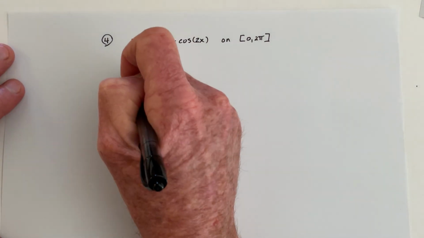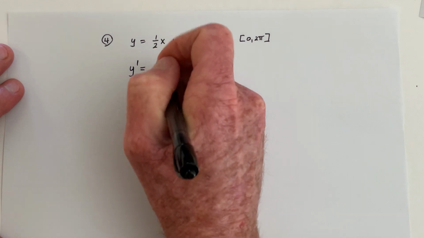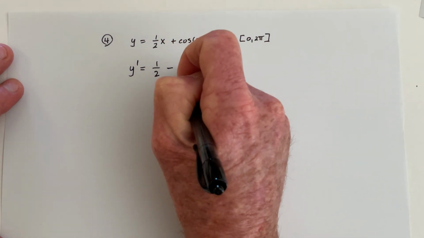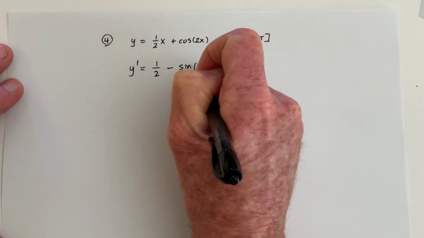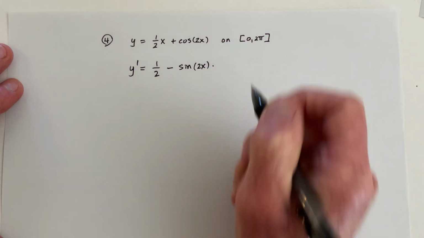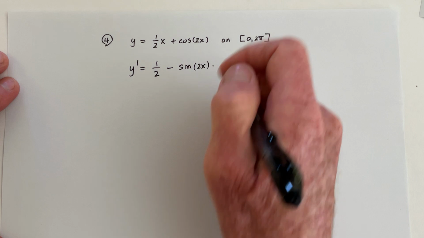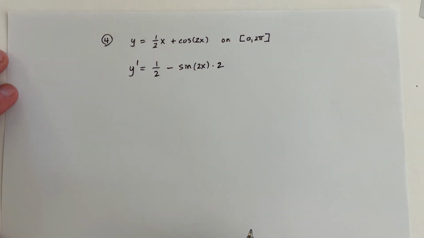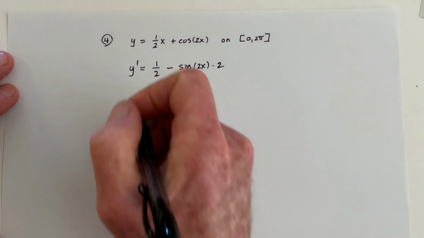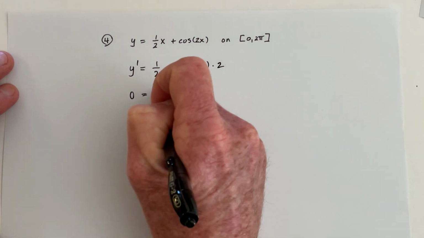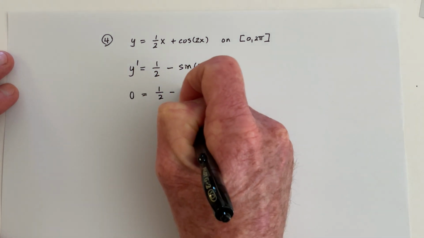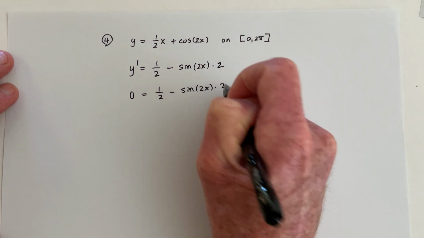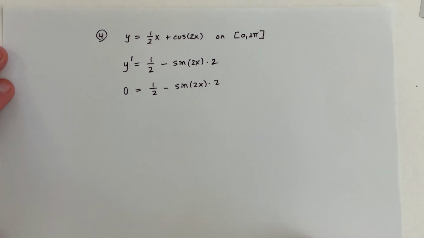First of all, the derivative. The derivative of 1/2 x will just be 1/2. The derivative of cosine is negative sine. And then I need to do the chain rule. The derivative of 2x is 2. So that's part A, find the derivative. Part B, set the derivative equal to 0, and then solve for x between 0 and 2 pi.